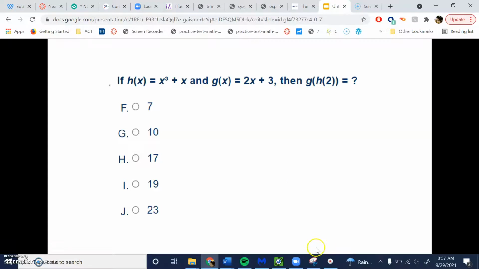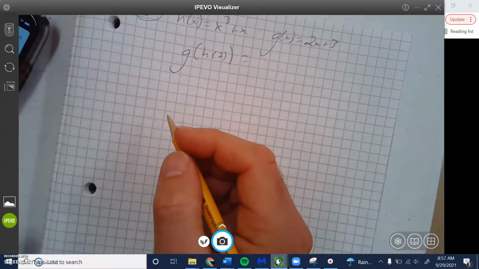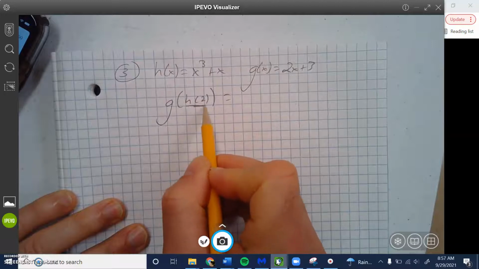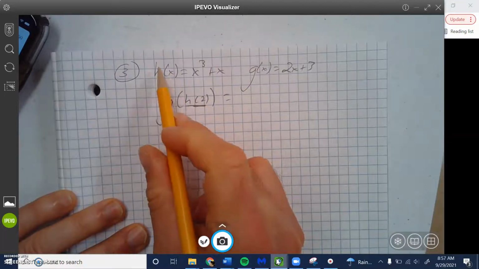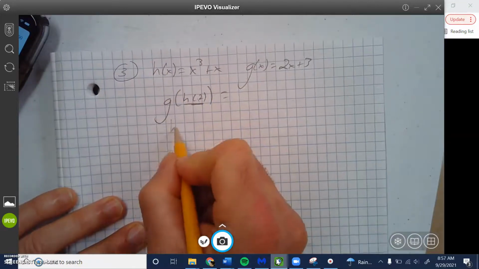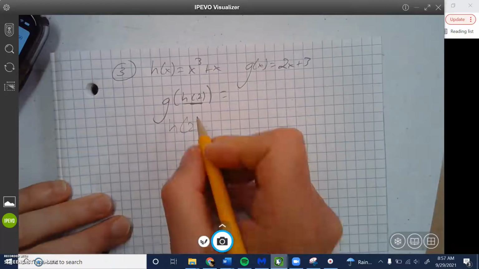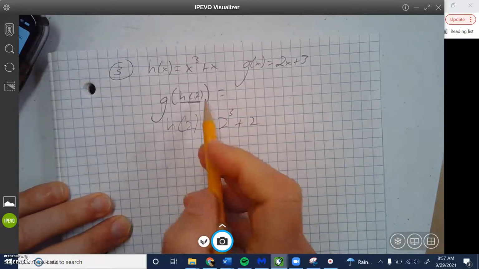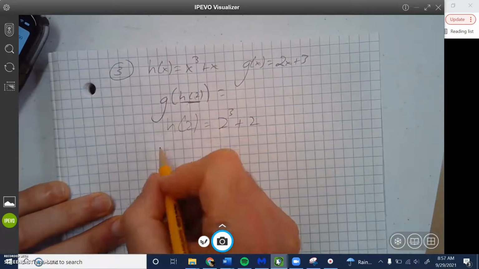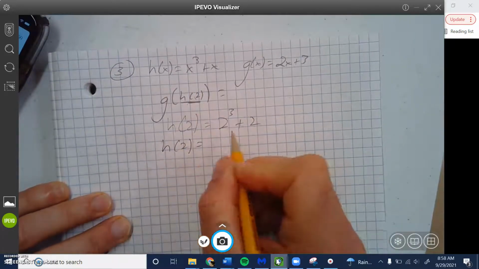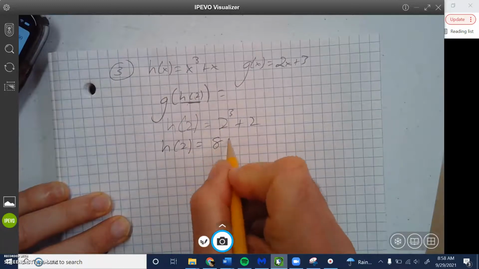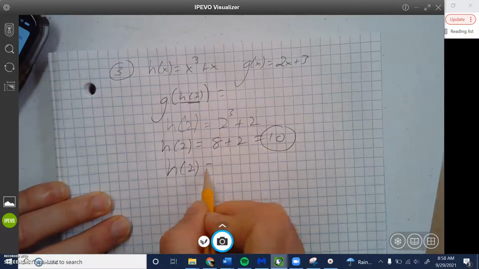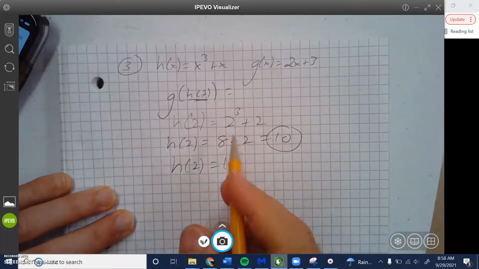All right, let's try it. Okay, so always go from the inside to the outside. So I'm going to start here with h of 2. Here's h, so I'm going to plug in 2 here. So h of 2 is going to be 2 to the third plus 2, which is 8 plus 2, which is 10. So h of 2 equals 10.